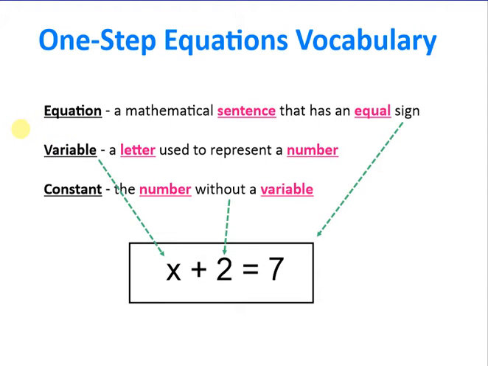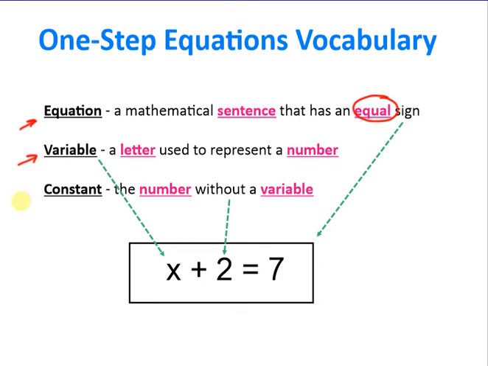So what is an equation? An equation is a mathematical sentence that contains an equal sign. Very important: if you have a mathematical sentence that does not have an equal sign, that is an expression. So now we are dealing with equations because they have equal signs. You also need to remember that we are solving for a variable, and a variable is used to represent a number. And so as we're solving for these variables, we're ultimately going to end up with a number.